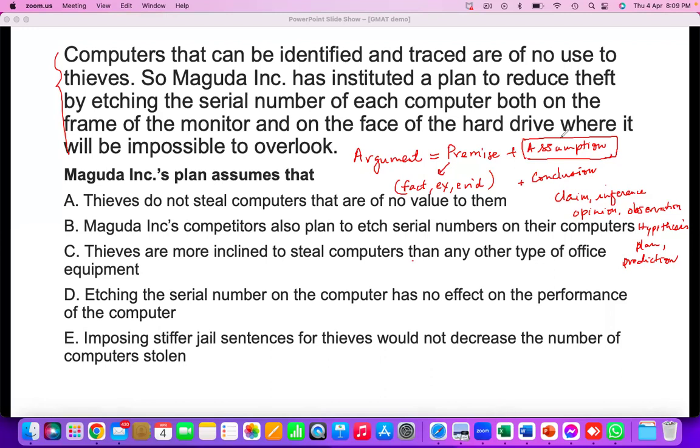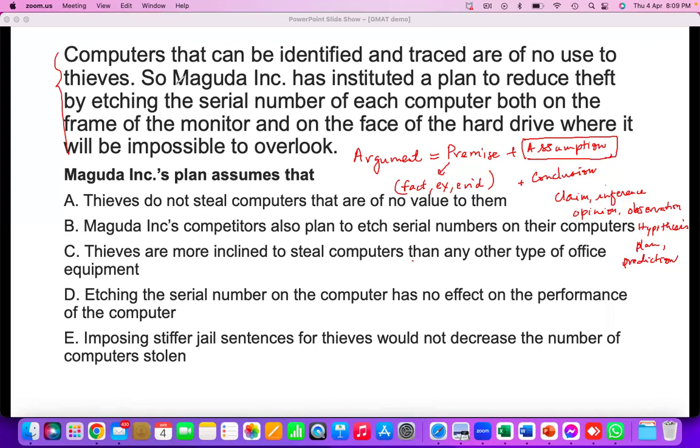So the premise: computers that can be identified and traced are of no use to thieves. Okay. That's the premise. The conclusion is that by etching the serial number, it will become useless, so thieves will not steal it. No, it is not written anywhere. Actually, that's the assumption, I guess.